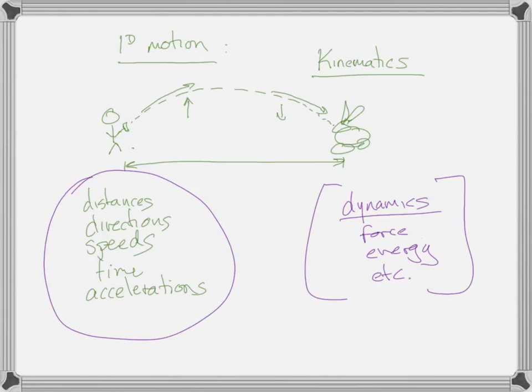So first, let's start with the distances, right? So we can define distance. Distance is a kinematic quantity, right? And the carrot follows this path, and it goes a certain distance. Distance is the total path length, or the length of path traveled.